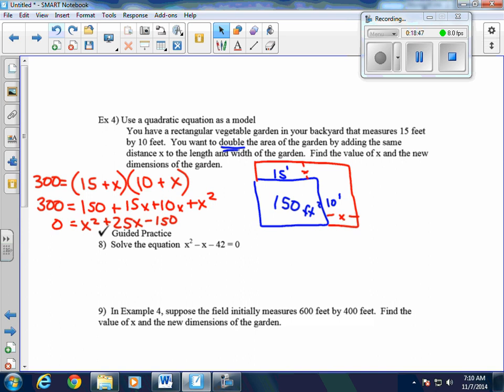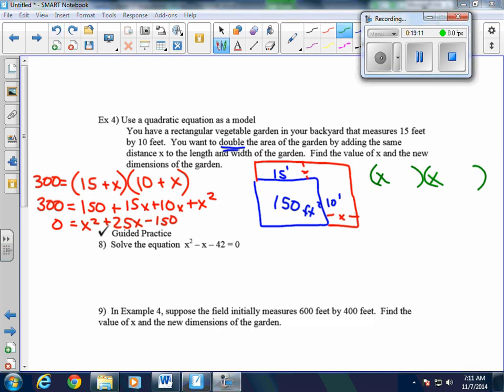So now we're going to come over here and factor this. Well, obviously our first term has to be x and x. And we now have to find the factors of 150 that are 25 apart. So what are factors of 150 that are 25 apart? And those factors are going to be 5 and 30.